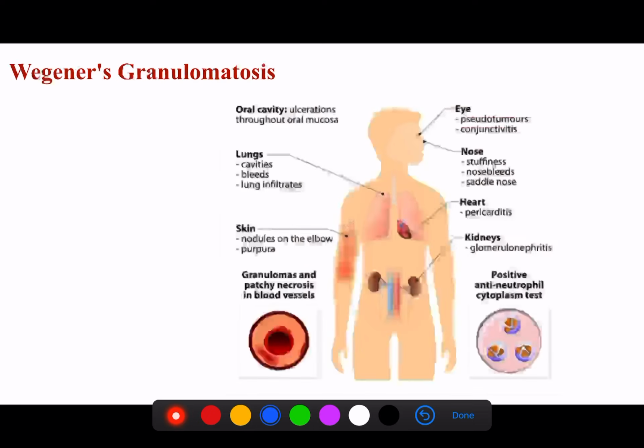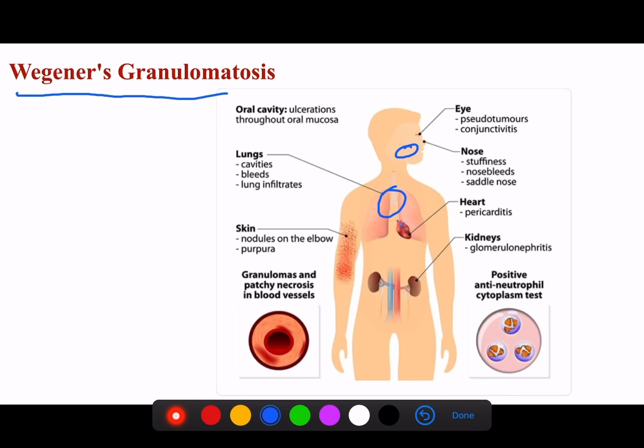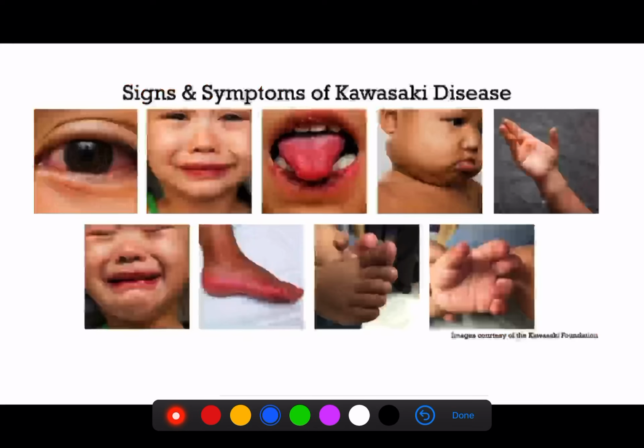Other types, Wegener syndrome, Wegener granuloma. Wegener granulomatosis is mainly granuloma within the upper and lower respiratory system. Also, it diffuses to the blood vessels and causes necrosis within the blood vessel and granuloma formation within the blood vessel, especially in the kidney.